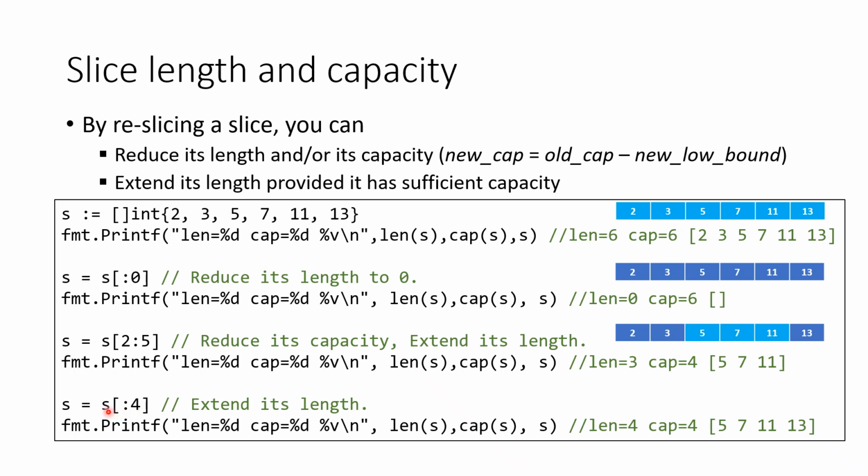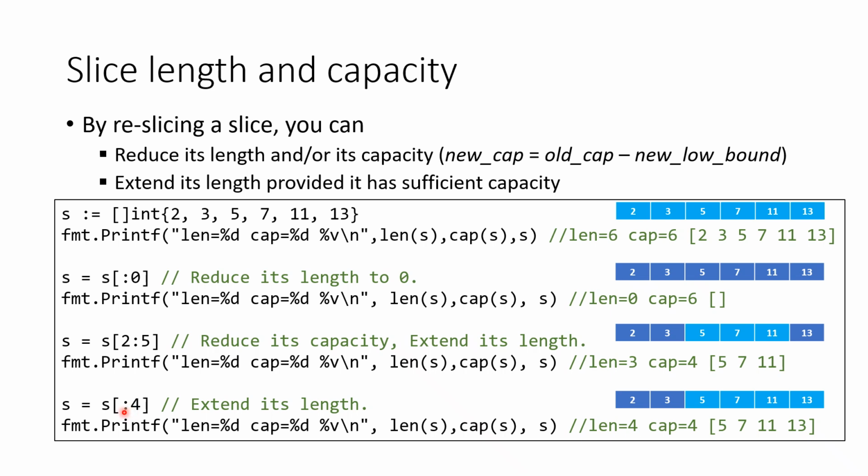Then we reslice S with the high bound of 4 and the default low bound of 0. This doesn't change its capacity because the new low bound is 0. The new capacity is still 4. But this reslicing extends the length of the slice from 3 to 4 because there are 4 elements in the half range from index 0 to index 4.